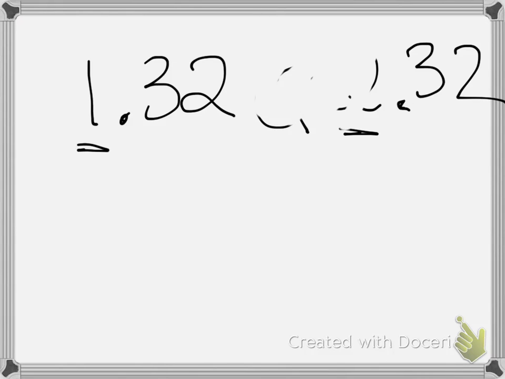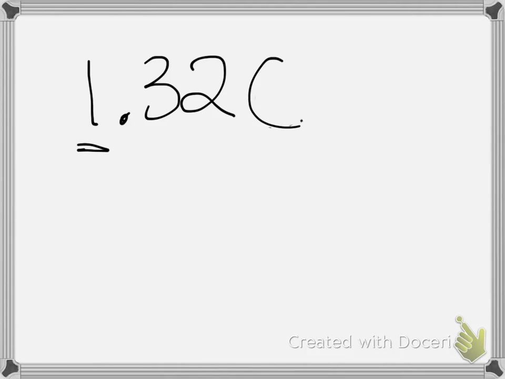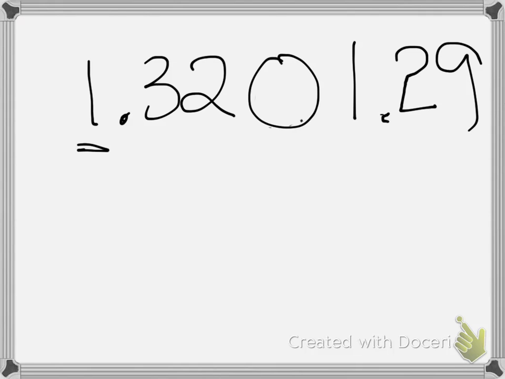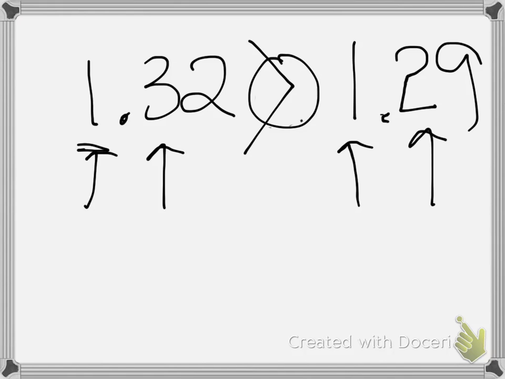But what if I want to take this same number to start with, and I'm going to compare it to 1 and 29 hundredths. I look at the ones place, it's the same, so I go to the tenth place, the next biggest place. I have a 3 and a 2, so I know 3 is bigger than 2.